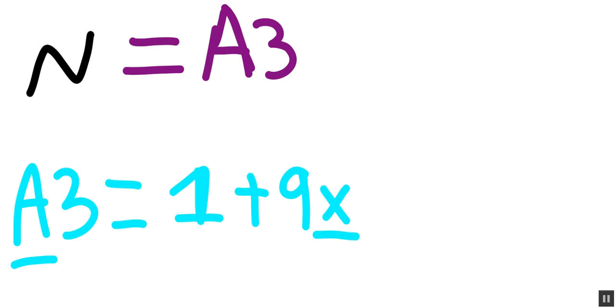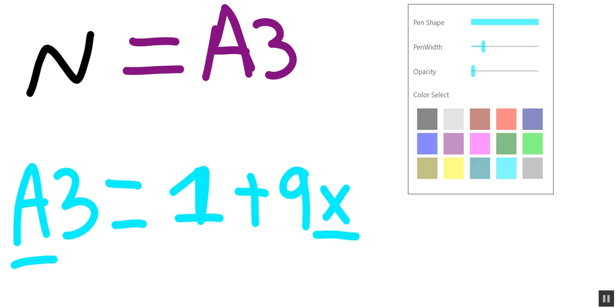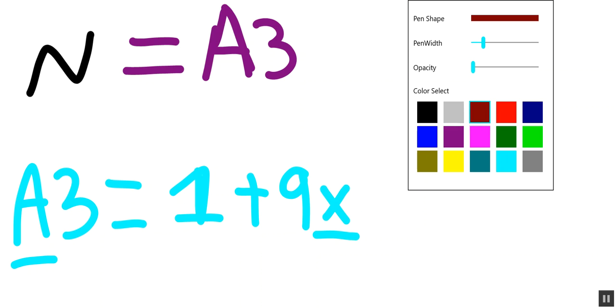9 times 1 is 9, and since we need 2 digits, it's not going to work. 9 times 2 is 18, that's not going to work. 9 times 3 is 27, nope. 9 times 4 is 36, nope. 9 times 5 is 45, not going to work. 9 times 6 is 54, also not going to work. 9 times 7 is 63, nope. 9 times 8 is 72. And there we go. We've got a number with a units digit of 2.